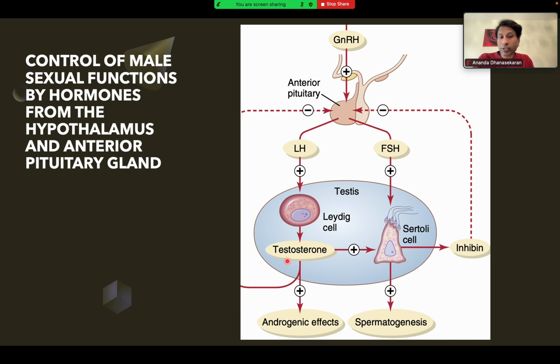If there is too much testosterone, it inhibits the pituitary, so that the luteinizing hormone will be reduced, and then testosterone is also reduced. So they have a nice inhibitory mechanism. The pituitary stimulates, and if it is too much, it also inhibits. So that is another important thing.